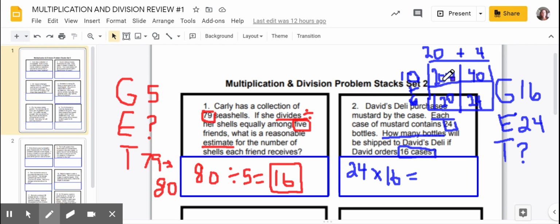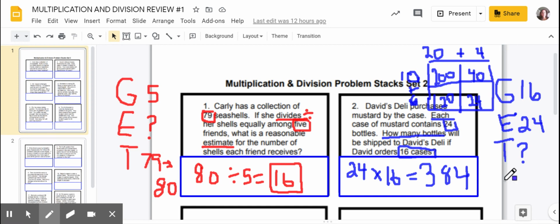All right, so 200. Now we're going to add our partial products. 200 plus 120 is 320. 320 plus 40 is 360. And 360 plus 24 is 384. So there would be 384 bottles shipped to David's Deli.